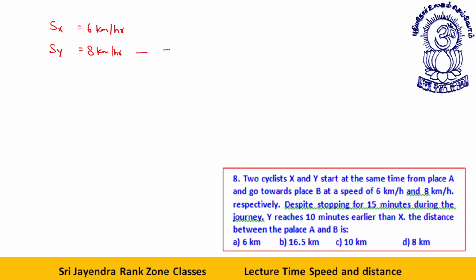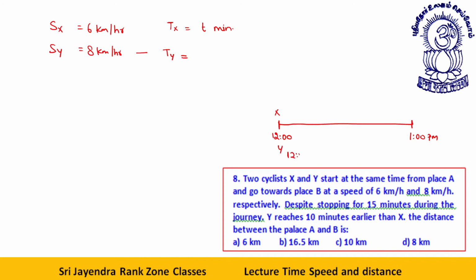Let's say the time of X is equal to T minutes. What will be the time of Y? First of all, let's just assume X started from here, at 12 p.m. He reached here, let's say, at 1:00 p.m. Now, what about Y? Y started late.